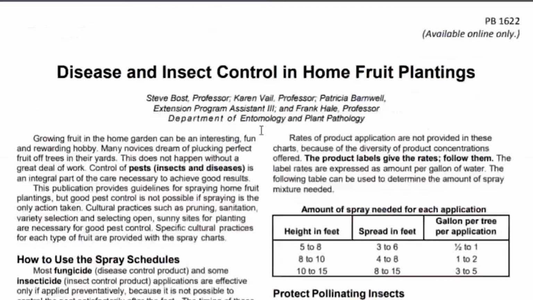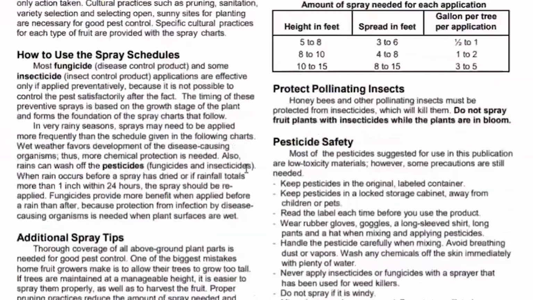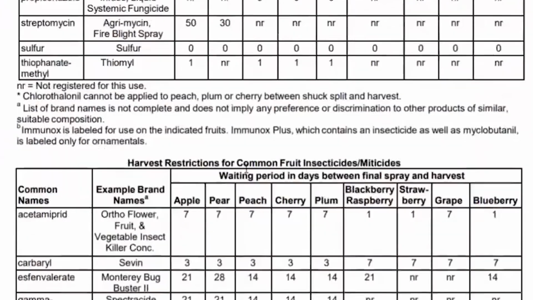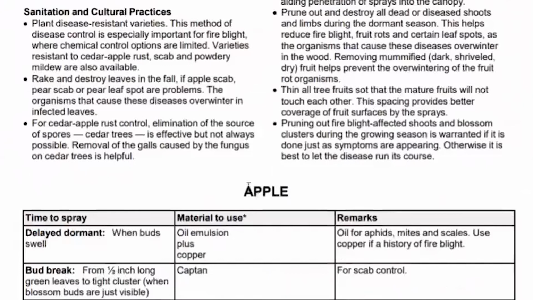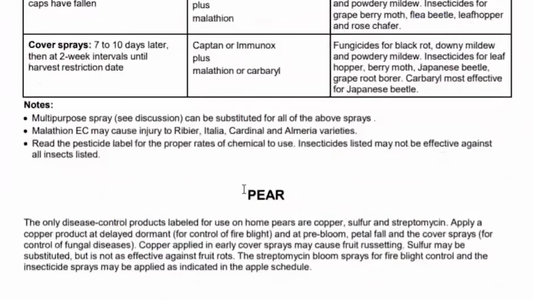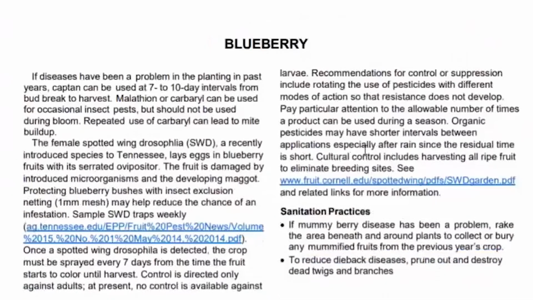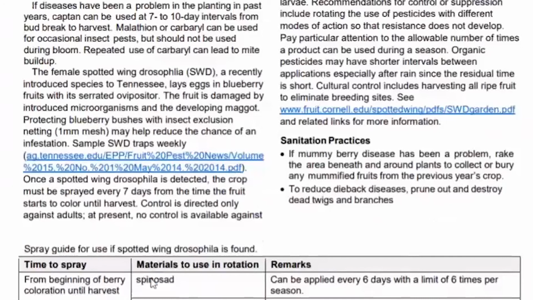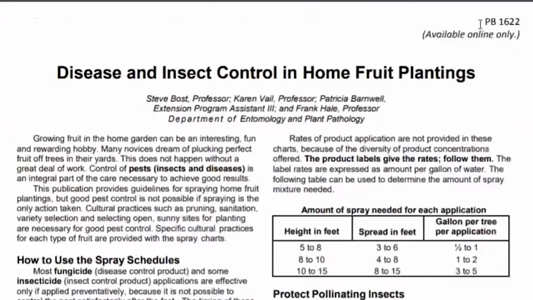Another one is, if you actually need to look for spray recommendations. I know you guys asked what spinosad was used for, and I'll scroll down here. Apple, peach, I think blueberries down here in a second. So spinosad, that's one of the ones that we use a lot of times for our spotted wing Drosophila. So this is also an excellent publication that I would recommend too. And this is PB 1622.